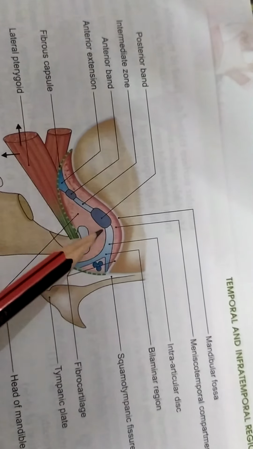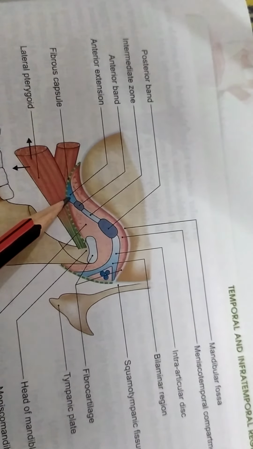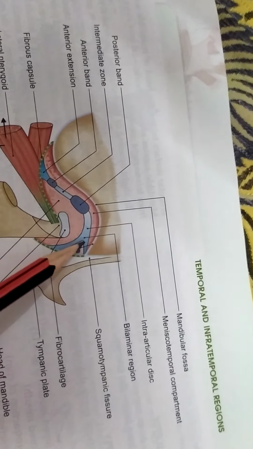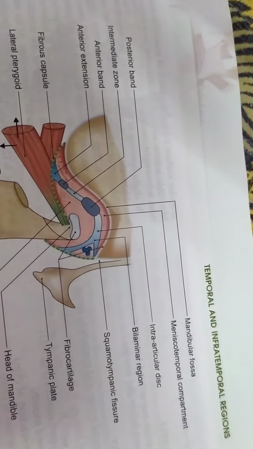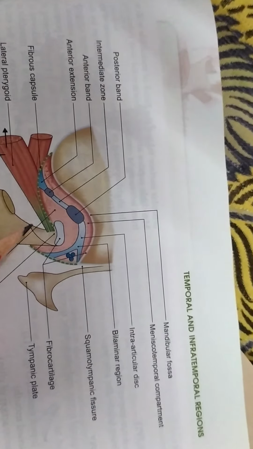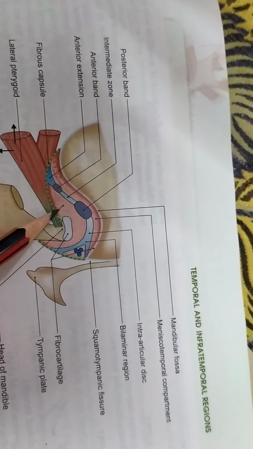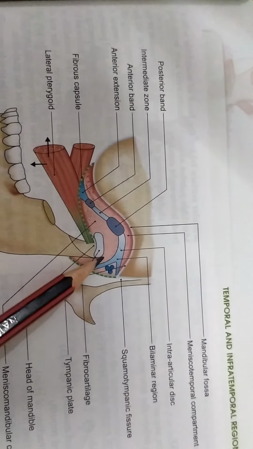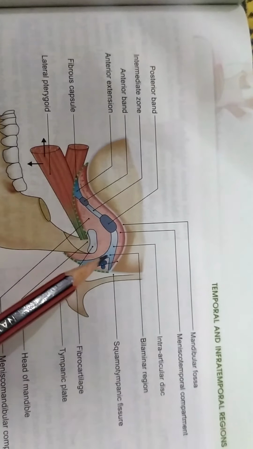This articular disc, as you can see, consists of various structures. The first one being the anterior band. Before the anterior band is present the anterior extension, anterior band, intermediate zone, posterior band, and the bilaminar region. These all structures make up the articular disc. Okay. Now, the meniscotemporal compartment allows the gliding movements, while the meniscomandibular compartment allows the rotatory as well as the gliding movements.